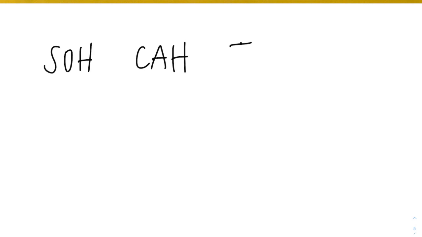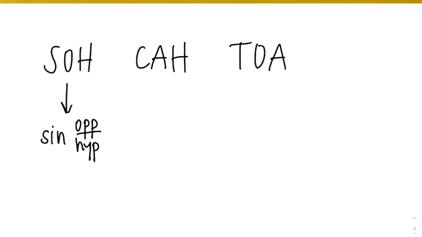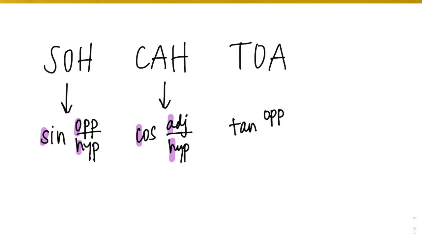And remember, there's an easy way to remember which is which. So, sine is opposite over hypotenuse, right? S, O, H. Cosine is adjacent over hypotenuse, C, A, H. And then T, O, A: tangent is equal to opposite over adjacent. So that's how SOHCAHTOA can help you to remember which is which.